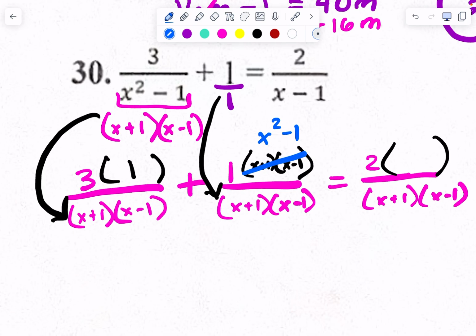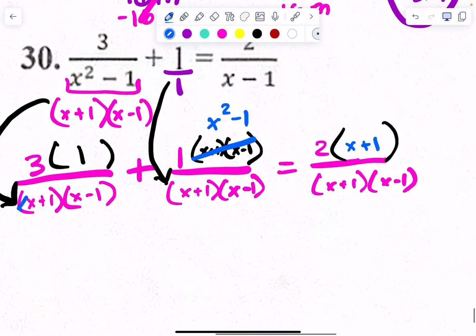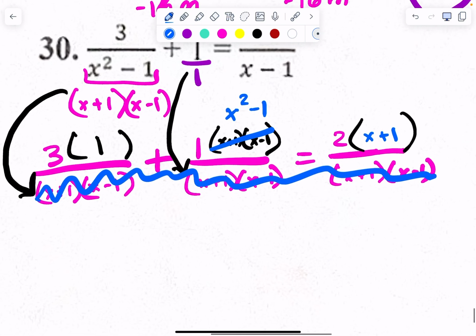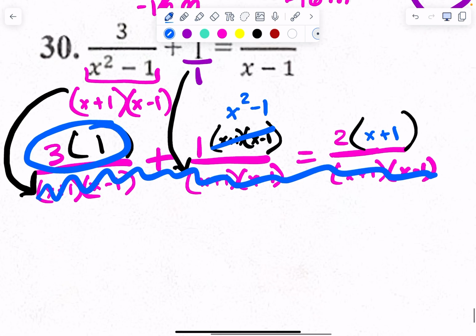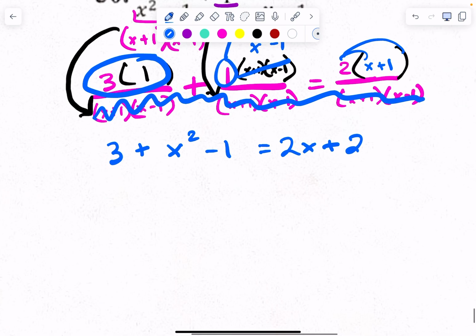And then the 2, what does he need multiplied by? x plus 1. Okay. And favorite part: cancel the bottoms. Bottom's gone. This right here is 3 times 1, so 3 plus 1 times this stuff. It's just the same thing, x squared minus 1, equals, what's this? 2x plus 2. Yep, add them together.